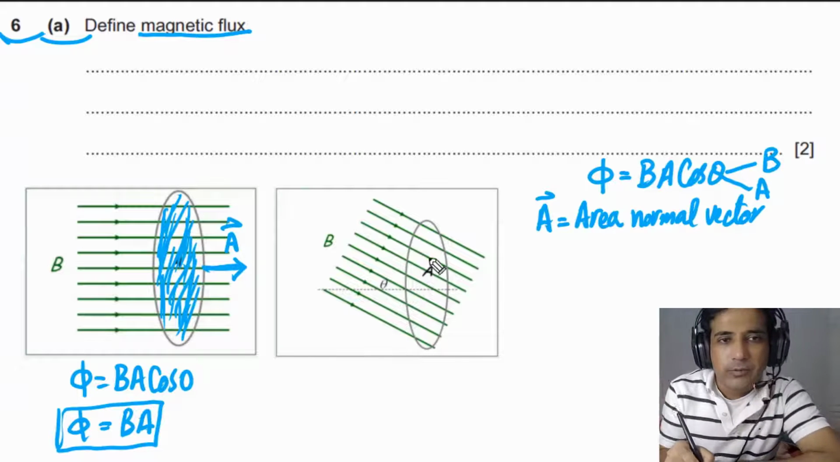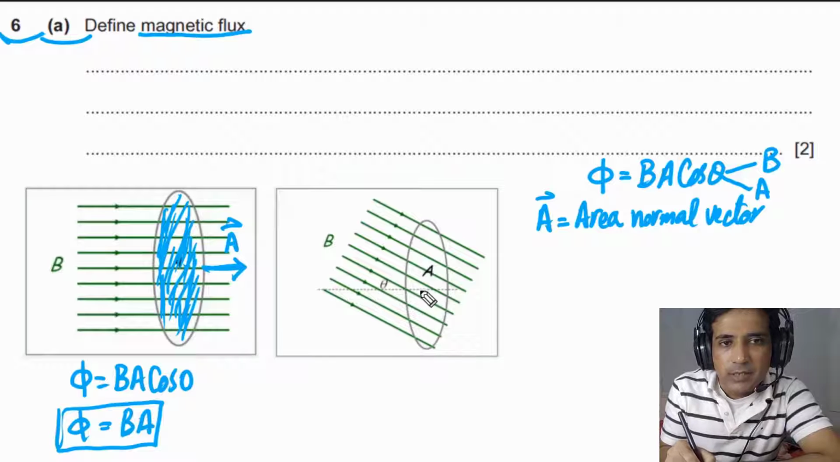Now let's try to calculate flux for this second case. In this case, you can see the area normal vector, and this one is B. You can see there is an angle between these two, and the angle is theta.